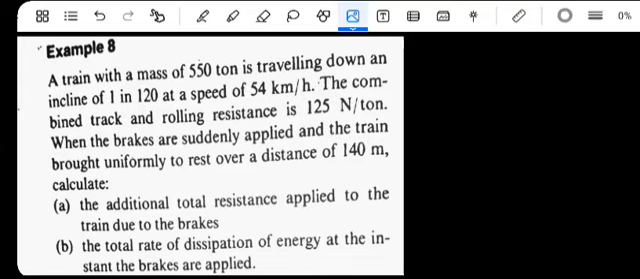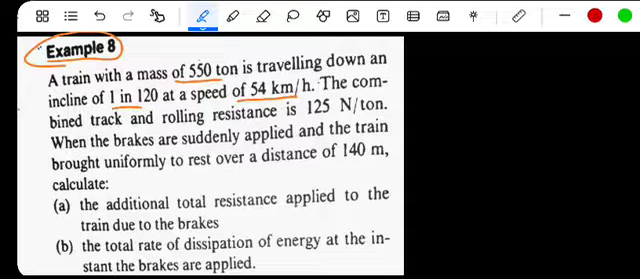Guys, welcome back. It's N6 Mechanotechnics. So we have here Example 8. A train with a mass, given in tons, is traveling down an incline at a speed of 54 kilometers per hour.